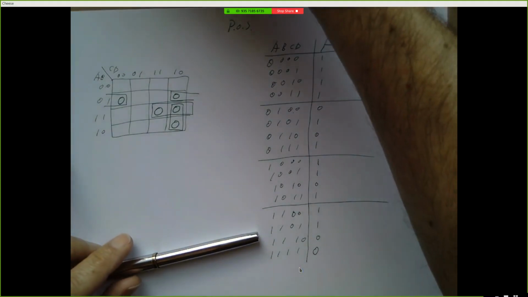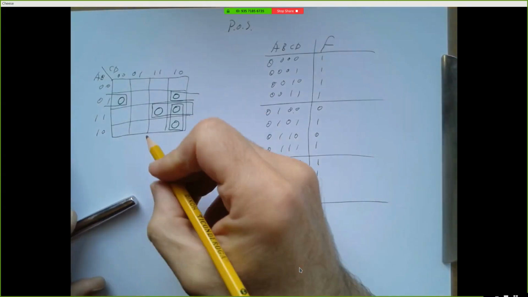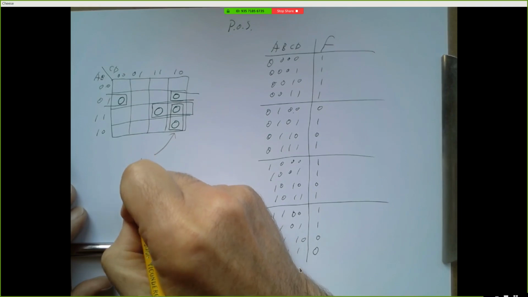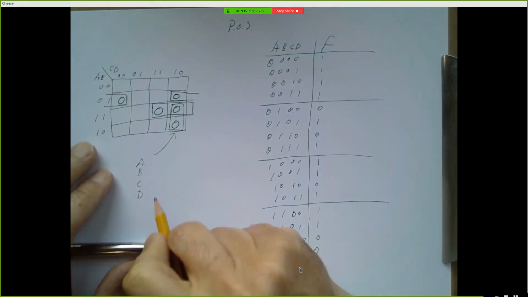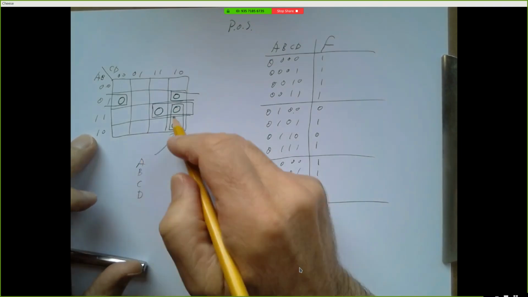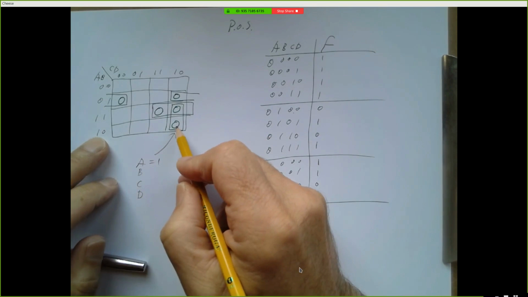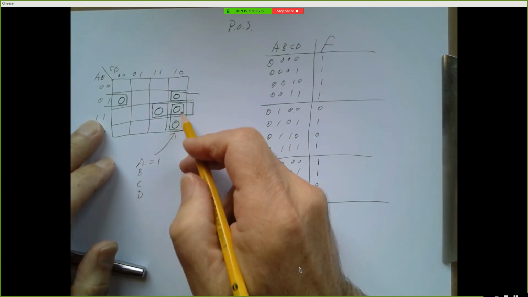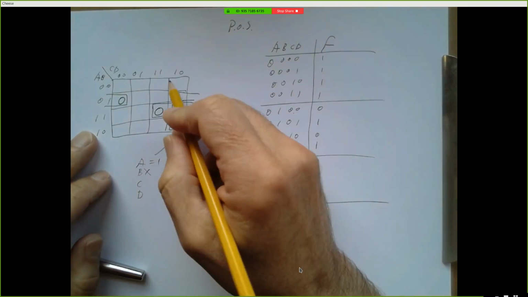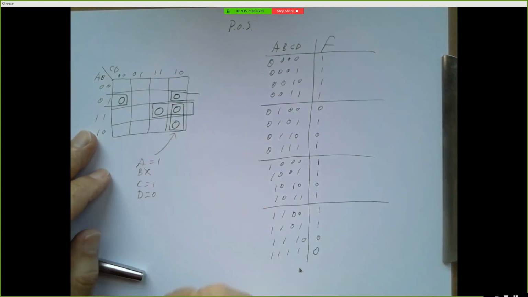And then let's look at the sum terms that correspond to each of these boxes. So this box down here, let's look at the values of A, B, C, and D. So we've got these two rectangles here. A is a 1, A is a 1, A's got to be a 1. B is a 0 here, it's a 1 here. We're not going to worry about that because B takes on both values. C is a 1 and D is a 0.